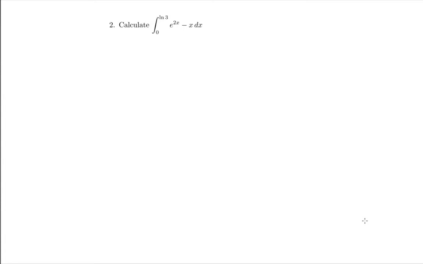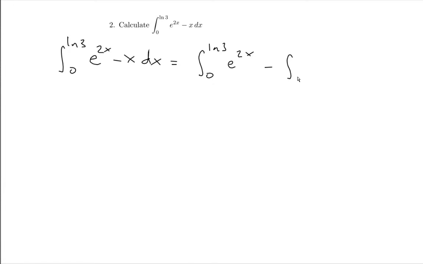This question is asking us to do the definite integral from 0 to ln 3 of e to the 2x minus x with respect to x. So just like the previous question, I'm going to start by making my life easier and using my definite integral laws, and split this up into two different integrals, namely the integral from 0 to ln 3 of e to the 2x minus the integral from 0 to ln 3 of x. And I guess I should put some dx's here.